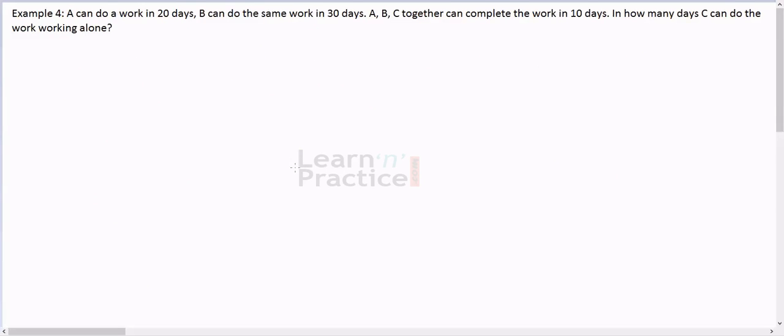A can do a work in 20 days, B can do the same work in 30 days. A, B, C together can complete the work in 10 days. So in how many days can C alone do the entire work? This question can be solved using various methods.